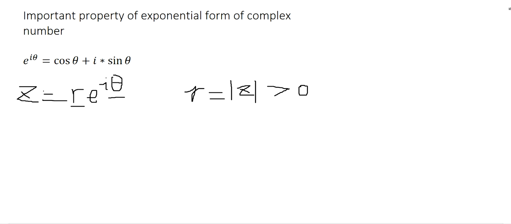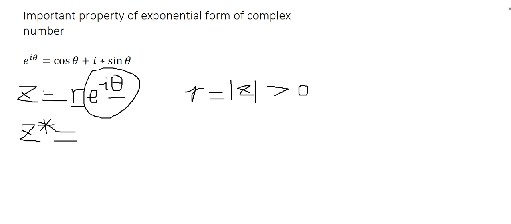So let's return to the topic of complex conjugate. If we complex conjugate z, we know how to do this part. But if you complex conjugate a real number, it does nothing, because the complex conjugate only works on the complex part, so it leaves r intact. This, as we have seen before, is e to the negative i theta.